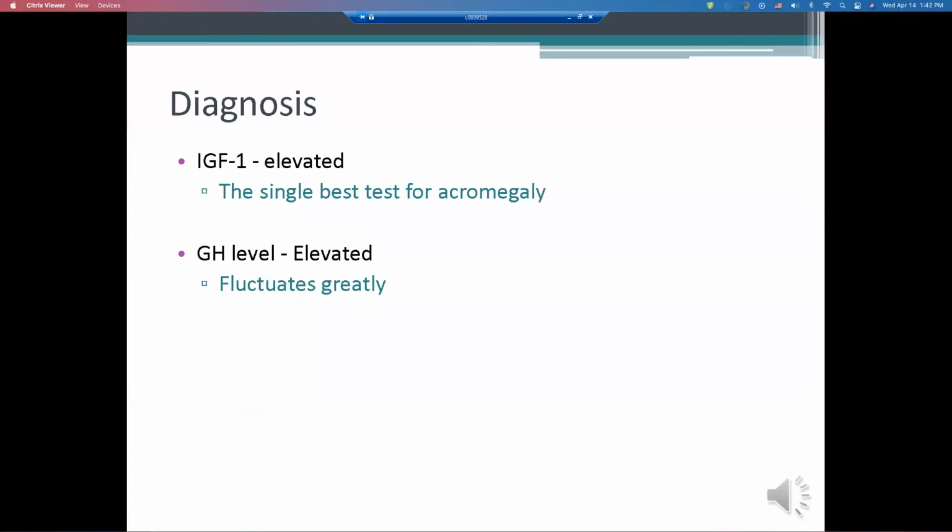However, growth hormone level is a bad test in general. Why? Because it fluctuates significantly. As mentioned earlier in this lecture, I had some hormones, and it's affected also by other things like exercise or eating certain foods.